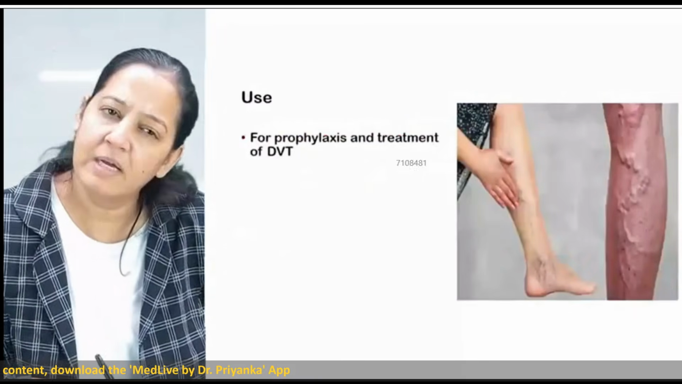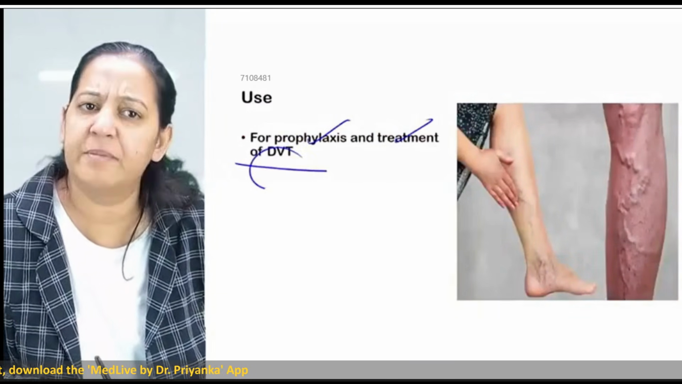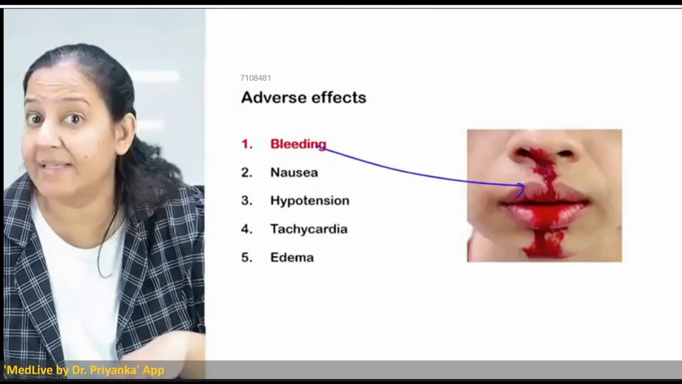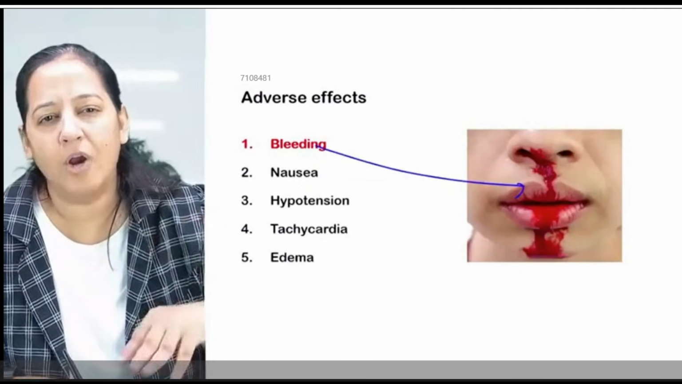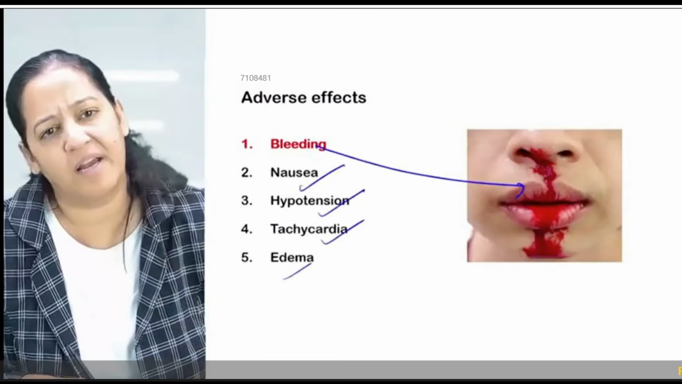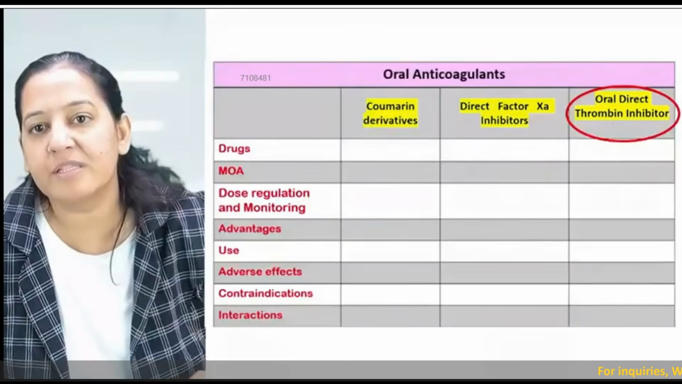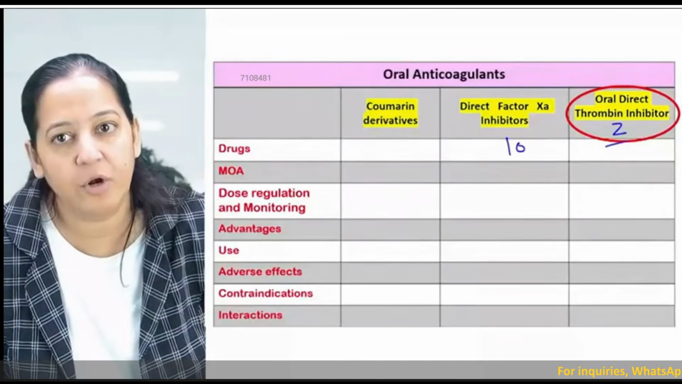That is the advantage. Use: prophylaxis and treatment of DVT, only one use. Adverse effect: bleeding can happen, although the chances are less compared to warfarin. Along with that, nausea, hypotension, tachycardia, edema, non-specific side effects, but bleeding can happen. The last one is a 2 inhibitor. This is a 10 inhibitor, not a 2 inhibitor.